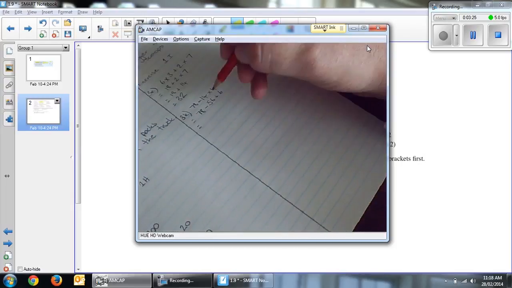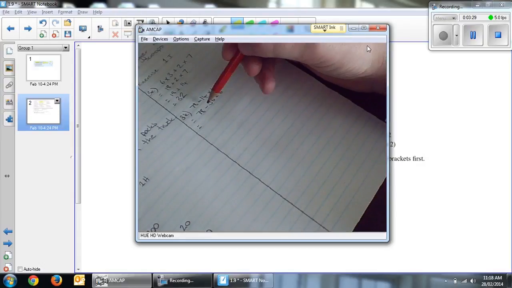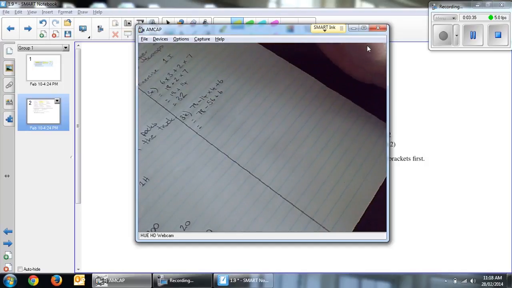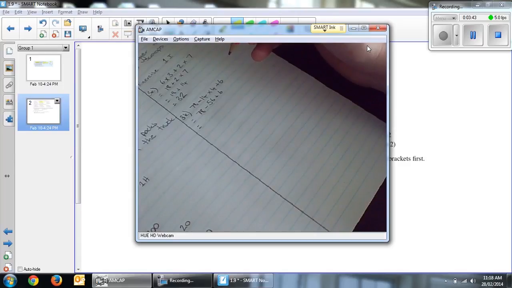Next line. Now, addition and subtraction happen at the same time, so even though addition is over on this side, it doesn't mean we have to do it first because addition and subtraction are equal. We just work from left to right. So 78 take away 56 is 22.